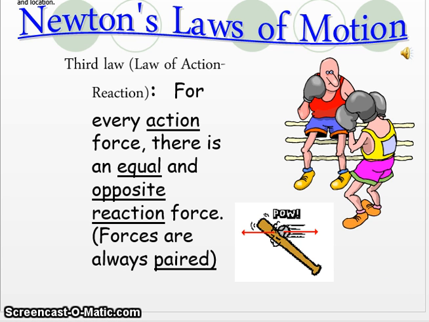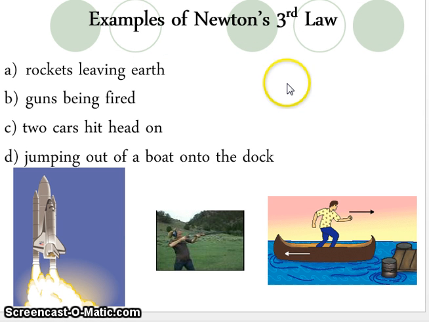All right, let's look at some other examples of the law of action-reaction. Rockets leaving Earth are a really good example of this law. The force of the gases pushing against the Earth is equal to and opposite of the upward force. Basically, the action is the force of the gases against the Earth, and the reaction is the force of Earth against the gases.